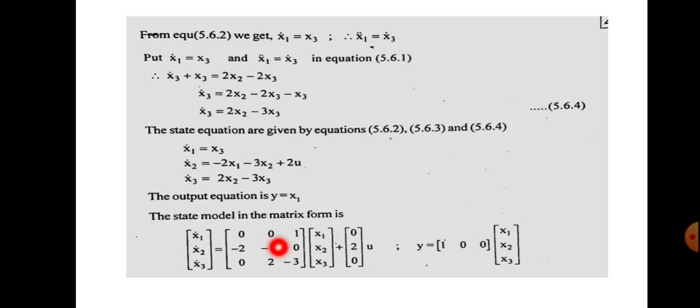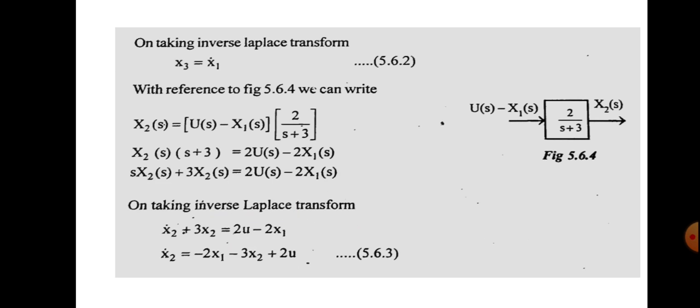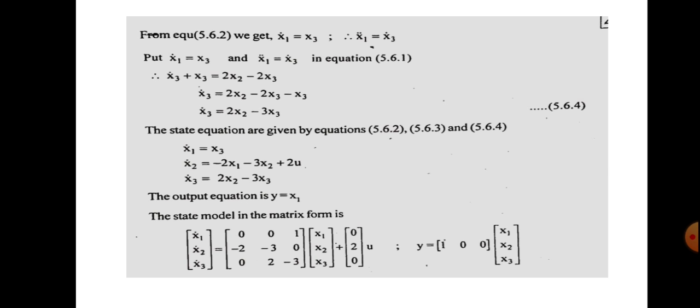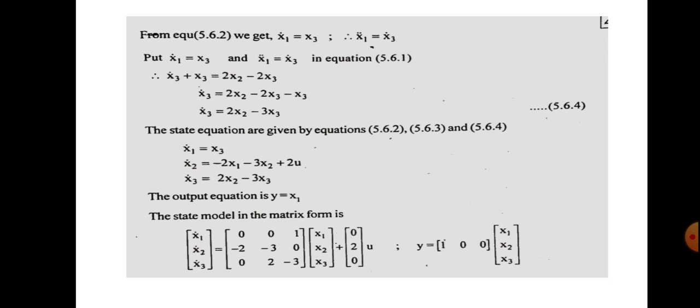So now you will get the state model by using the state equation. But in order to complete the state model, you need the output equation also. What is the output here? In the question, output is x1 of s, right? So x1 of s is the output. Your output equation is y is equal to x1 of s, and in order to get the time domain equation, you can take the inverse Laplace transform, so you will get y equal to x1. So from that equation you can write the matrix form, so you will get the output equation.